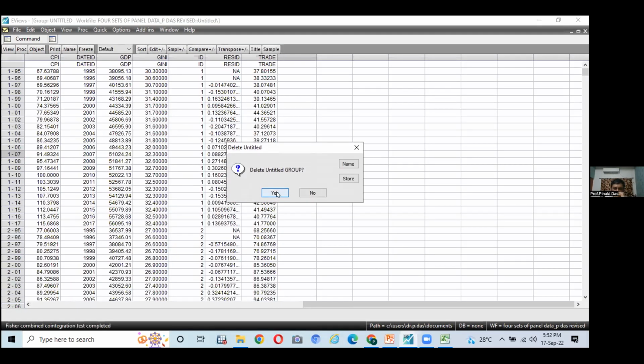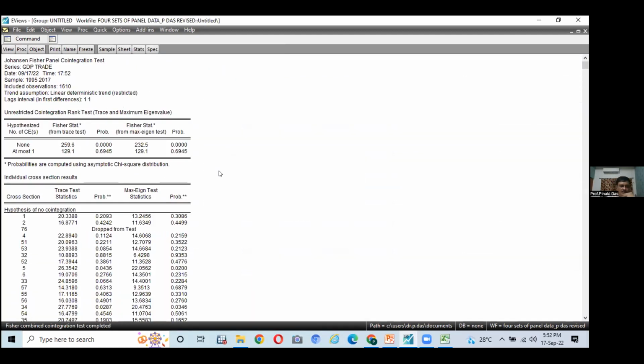Okay. This is the result of the Johansen-Fisher panel co-integration test. What are the variables? Two variables, GDP and trade. These are the two variables. And what are the test results? This is the test result. Now the important thing is how we can interpret this test result.